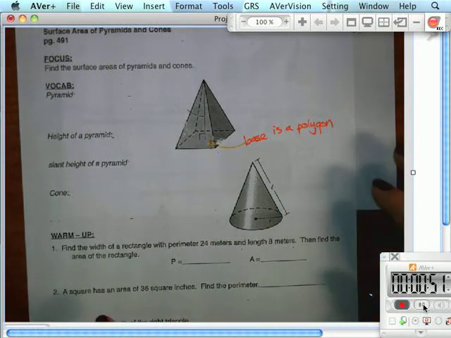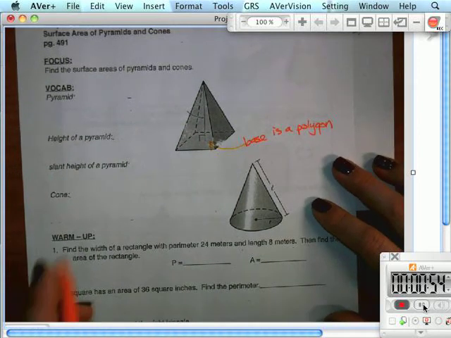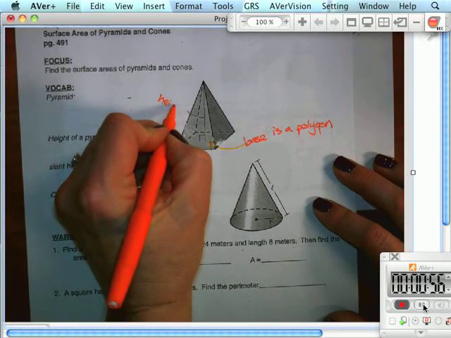Thank you. The base is a polygon. This is the height.